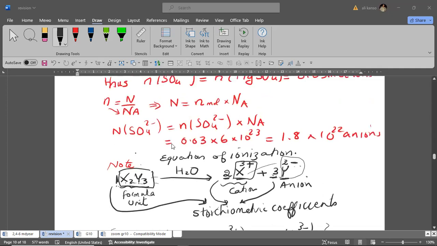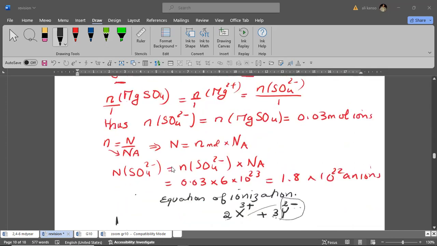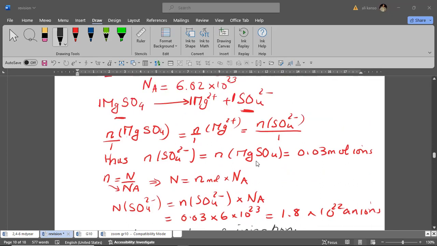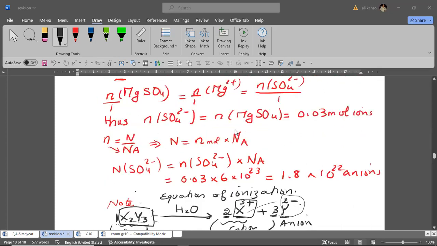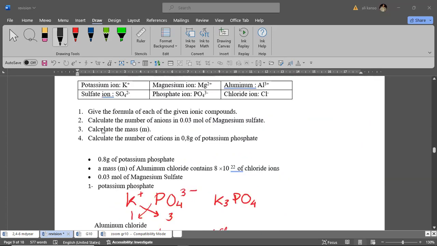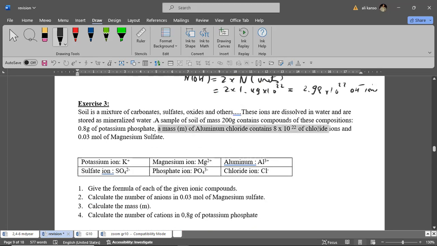Okay, can we answer the question here? First, we found the number of moles of the anion, then we transformed it into particles of anion. We multiplied by Avogadro's number. We can invert this solution. We can find first the number of units, then we multiply by the coefficient, or we say the number of units is the same as the number of anions. Okay, let us continue. Second question: calculate the mass M. What is the mass M?